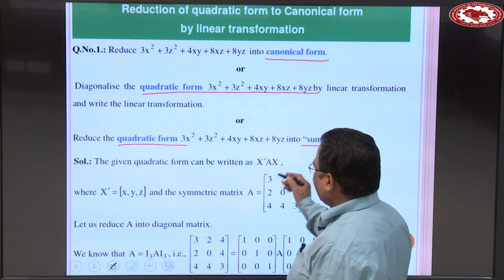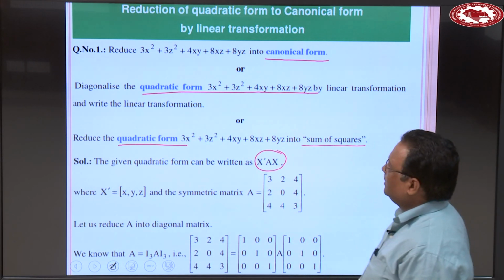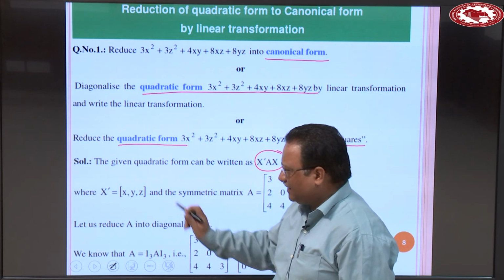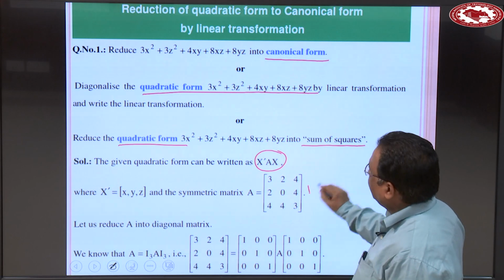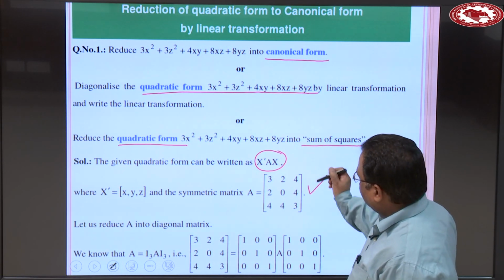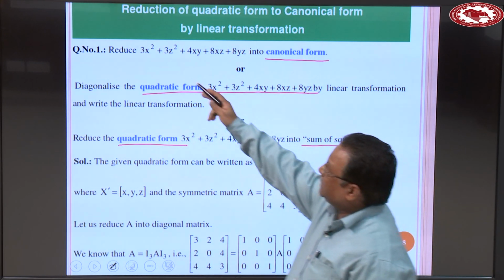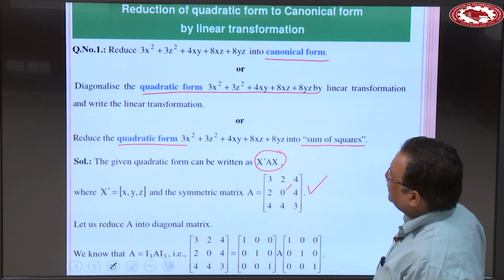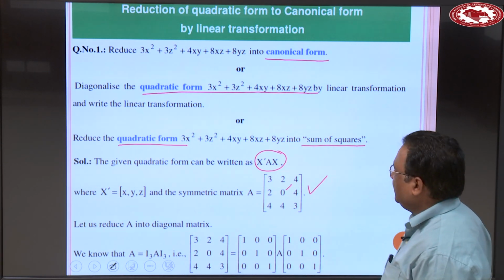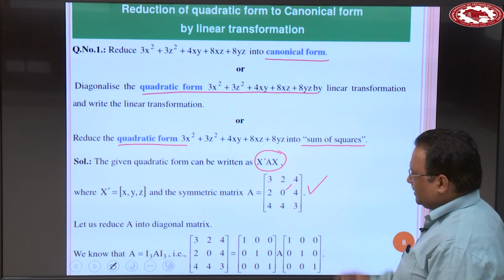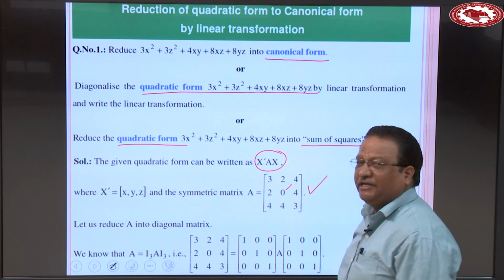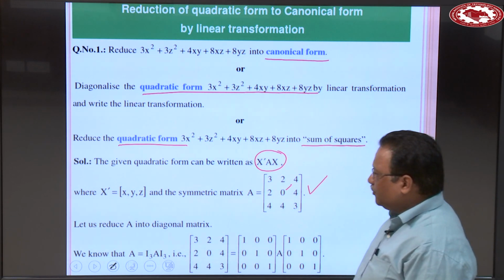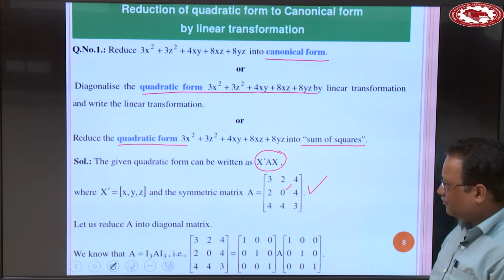Now the given quadratic form can be written as x dash Ax. So this expression is equal to x dash Ax. What is x dash? x dash is x y z and the symmetric matrix A is 3 3 4, sorry, z, the coefficient of z is 3, the coefficient of y is 0, so this one is 0. Okay, so 3 0 3, then 2 4 4. Okay, so that one is the matrix, and if you see, this one is a symmetric matrix. So let us reduce A into a diagonal matrix.